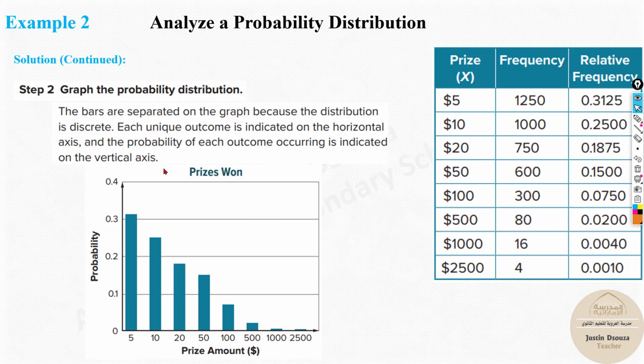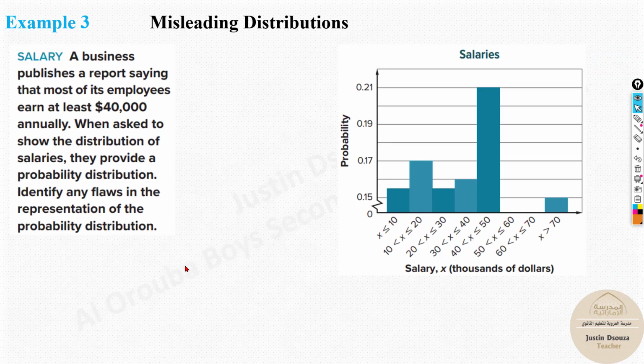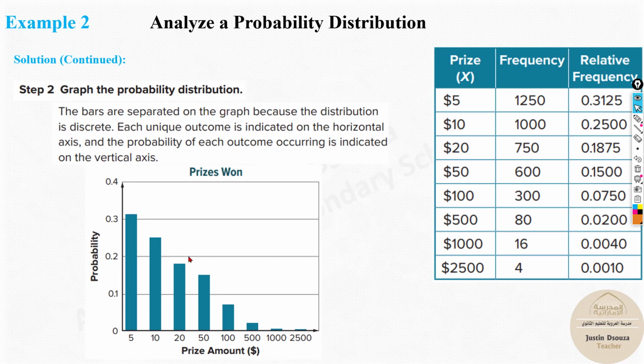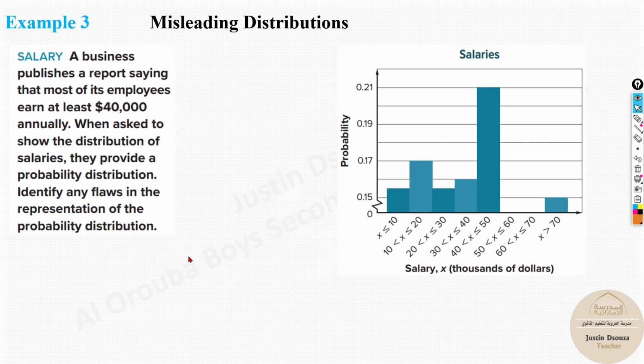This is how you basically graph this probability distribution. Sometimes, now this was an accurate one, properly graphed, but there might be misleading distributions such as this. Let's see this. About salary, a business publishes a report saying that most of its employees earn at least $40,000 annually. When asked to show the distribution of salaries, they provide a probability distribution. Identify any flaws in the representation of the probability distribution.